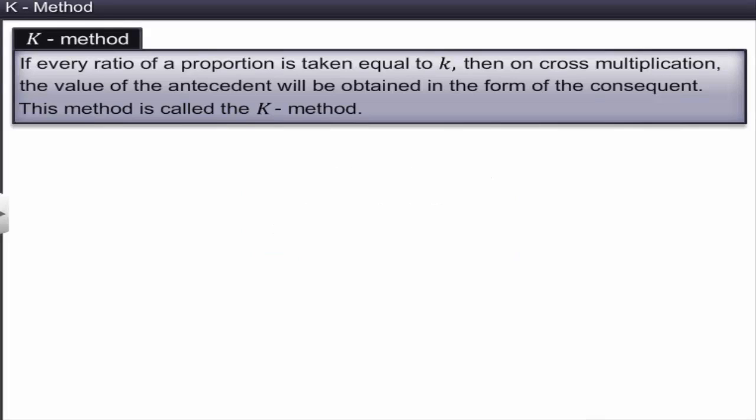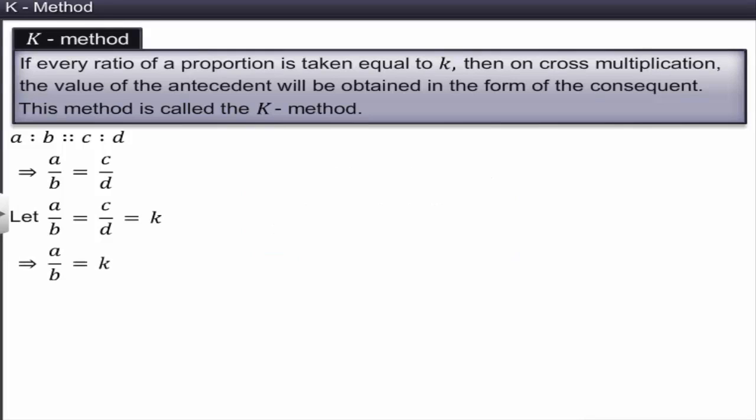For example, we have four quantities A, B, C and D, which are in proportion. Now the proportion can be written as shown here. Suppose that each ratio can be taken equal to K. Therefore, we have A divided by B is equal to K and C divided by D is equal to K. This implies that A is equal to BK and C is equal to DK.